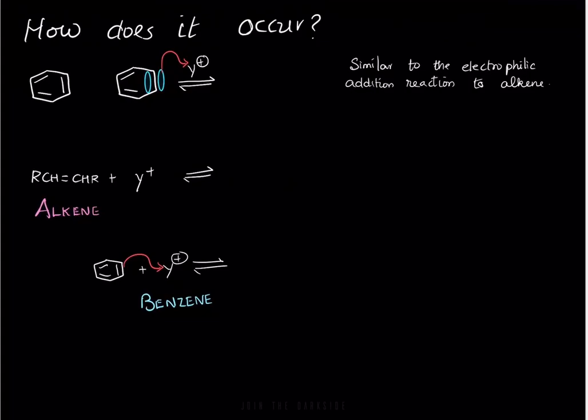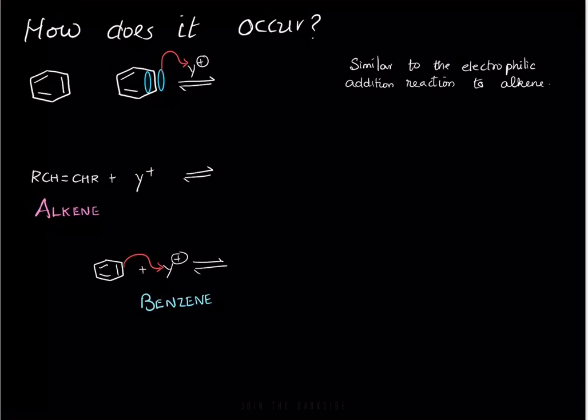But how does this occur? So if you look into the mechanism, if you look into the structure of benzene, we know that the benzene has 3 pi bonds. Okay, so here are the 3 pi bonds, and we know that the pi electron cloud is going to have 2 lobes. And the first step of the electrophilic aromatic substitution is going to be similar to that of the electrophilic addition reaction of an alkene.